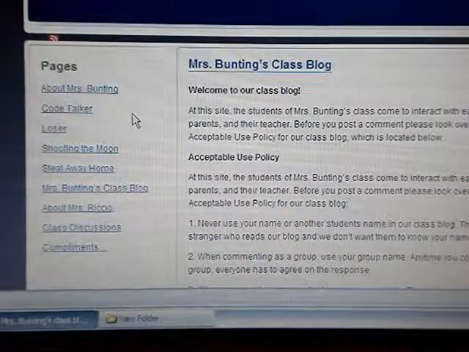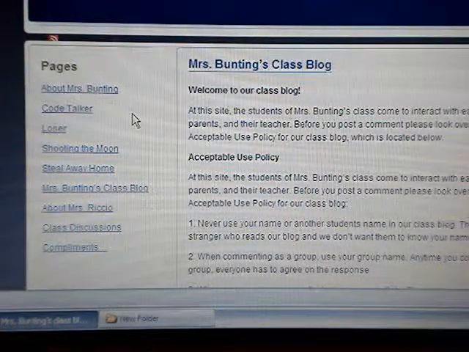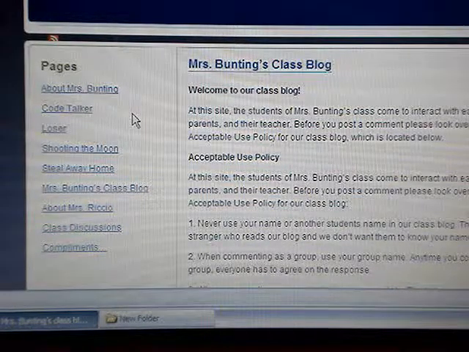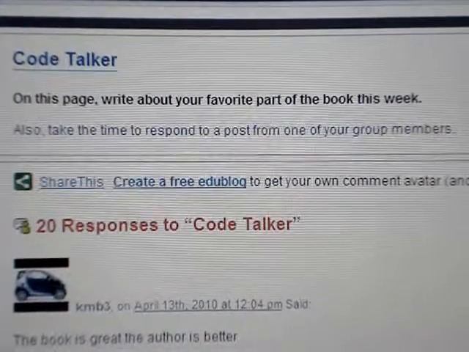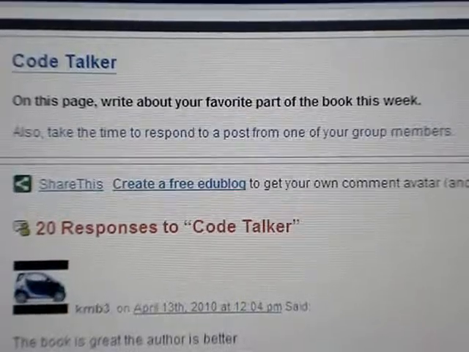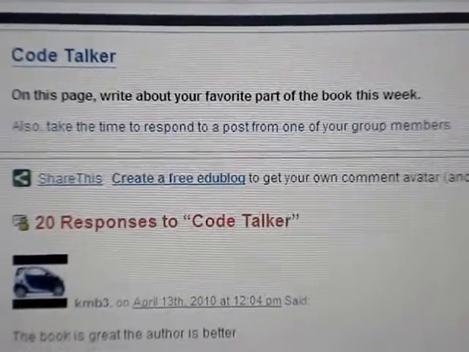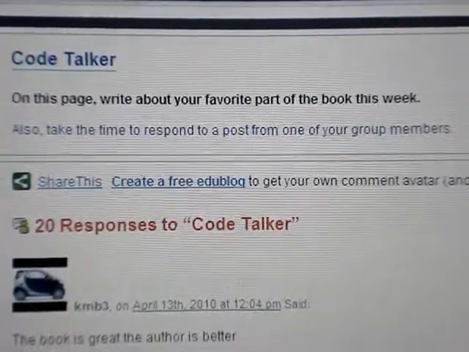Now back to the home page. On the home page, there's a list of the most current novels being read by the class. Every week during the novel, the students are required to log on and write about their favorite part of the reading that week. This is also similar to the ECI 301's wiki book.